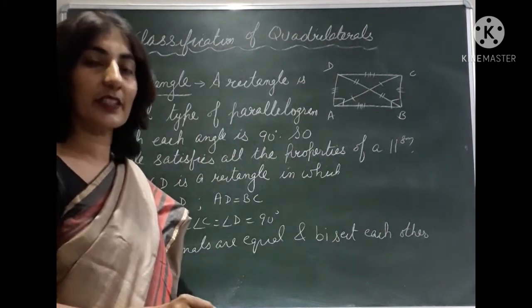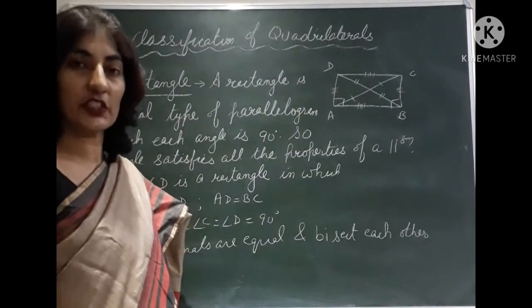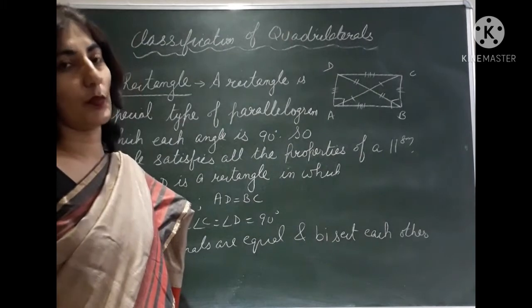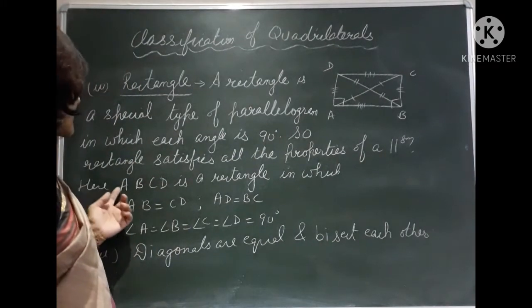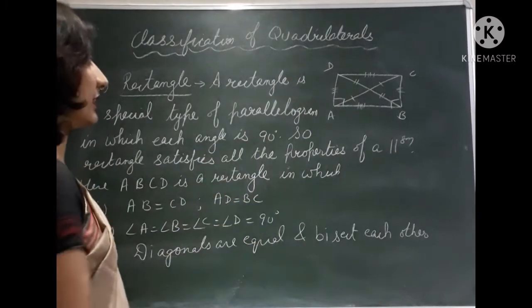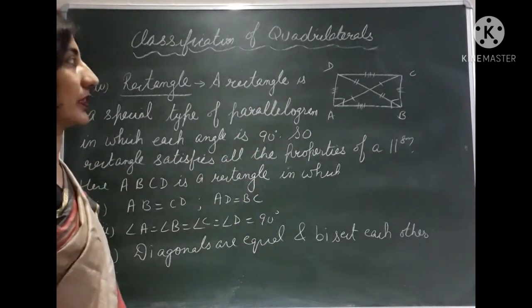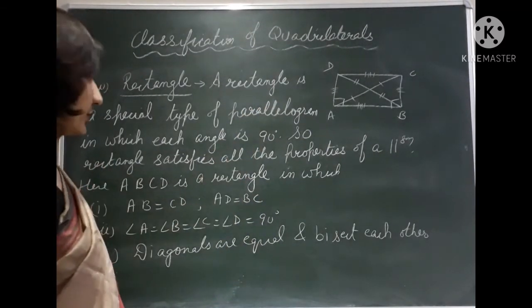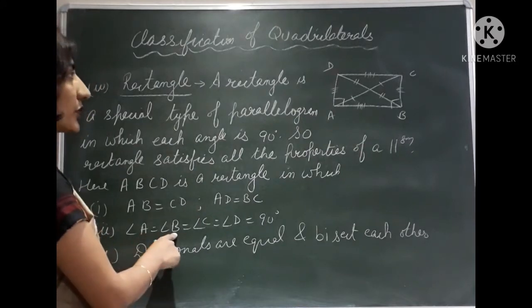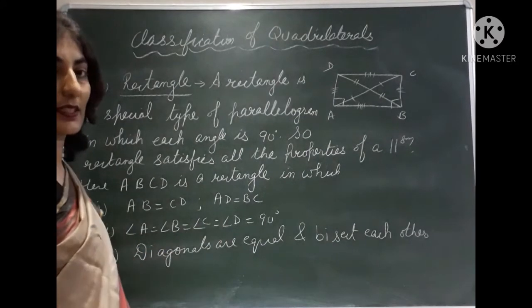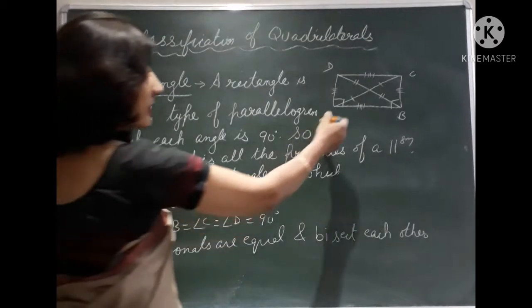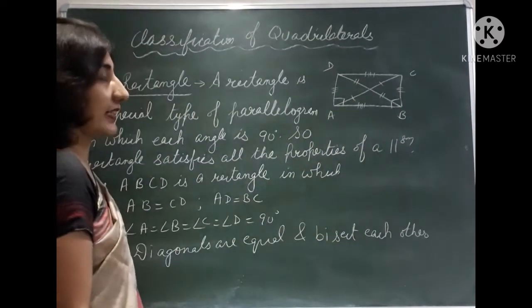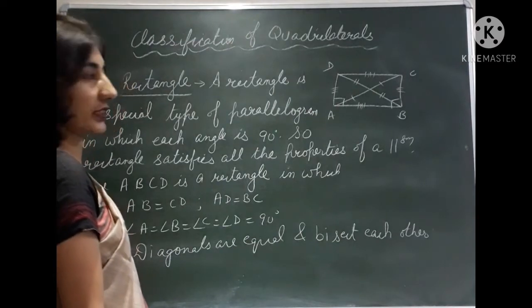So it is a special type of parallelogram in which each angle is 90 degrees and opposite sides are equal and parallel. Then I have written this here. ABCD is a rectangle in which AB is equal to CD and side AD equals BC. Angle A equals angle B equals angle C equals angle D equals 90 degrees. Then the diagonals are equal and the diagonals bisect each other.